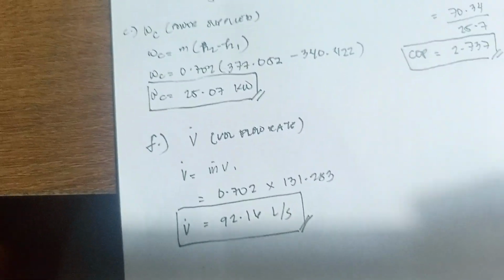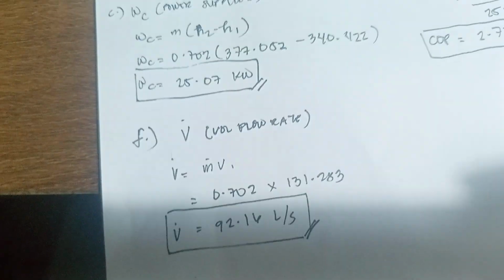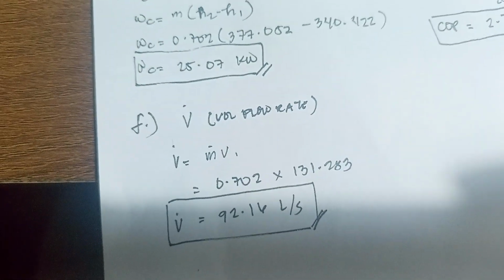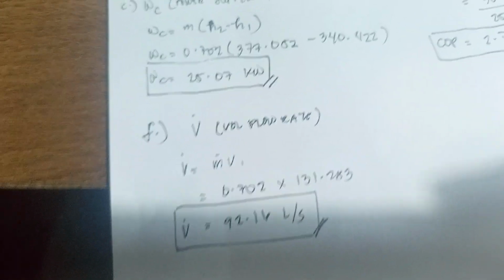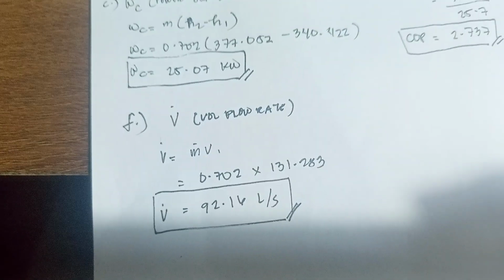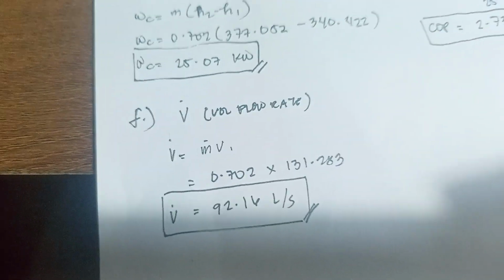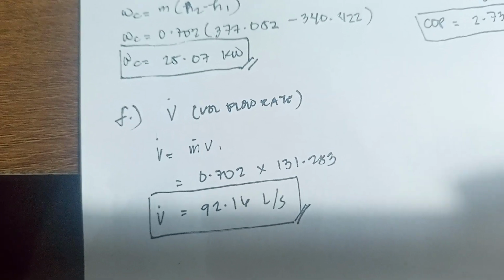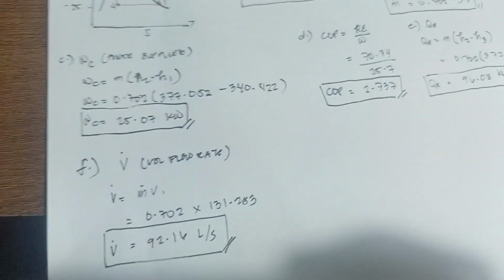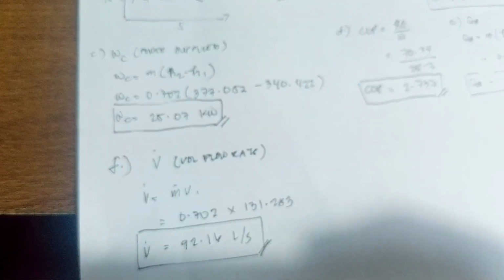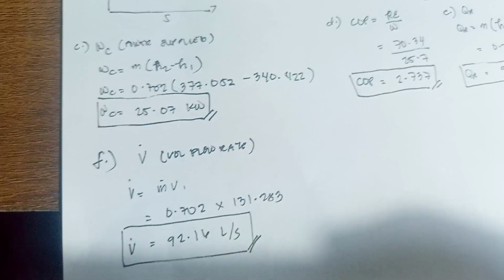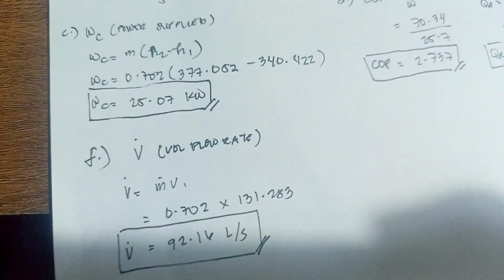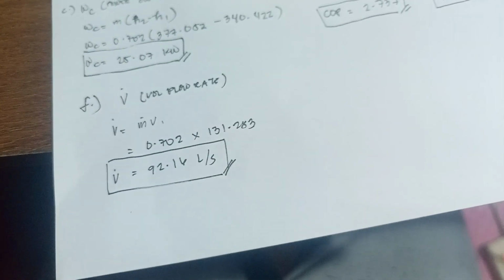For our final problem, the volume flow rate in liters per second. So we have the volume flow rate is equal to the mass circulating rate times the volume, which is 131.283. So solve it. So we have 92.16 liters per second. That's for number 2.